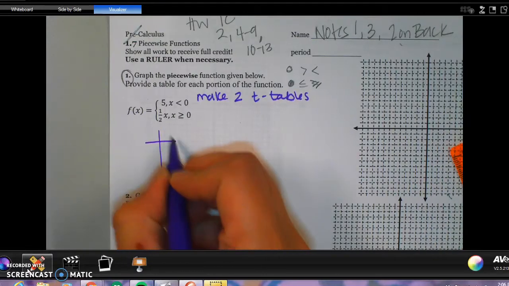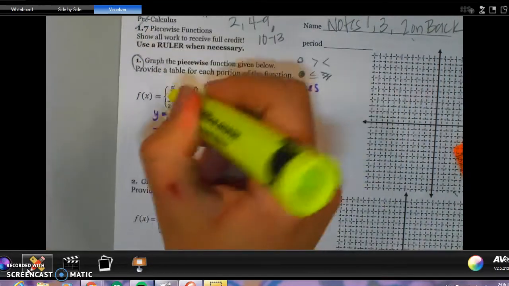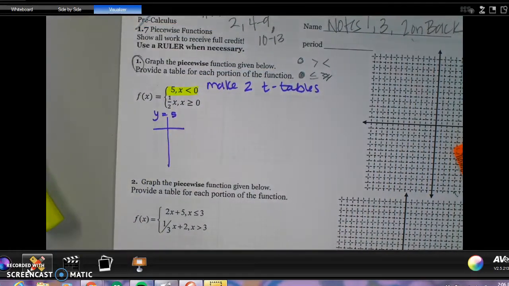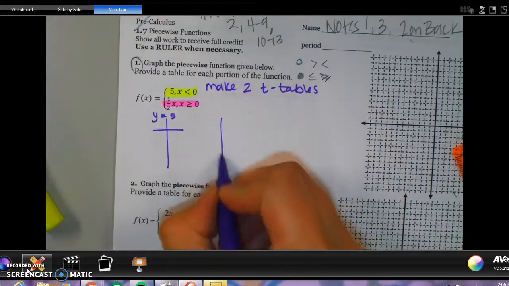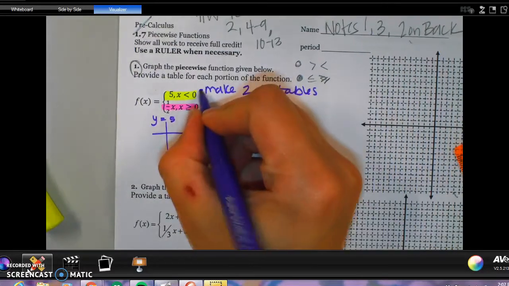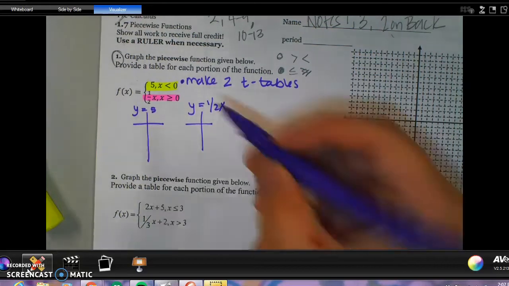So one of these is going to be for the function y equals 5. That's this one right here. F of x equals 5, or y equals 5. The other one is y equals 1/2 x. So that's going to be my other t-table, or y equals 1/2 x. Okay, so the first step, make 2 t-tables. If you check out number 3, you'll notice we have 3 functions, so we'll make 3 t-tables.